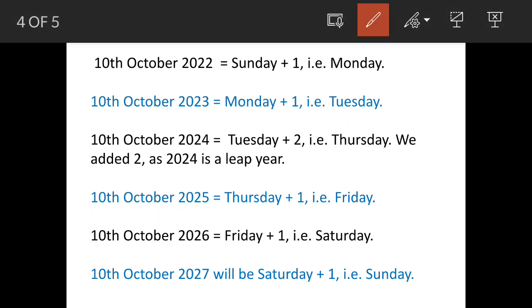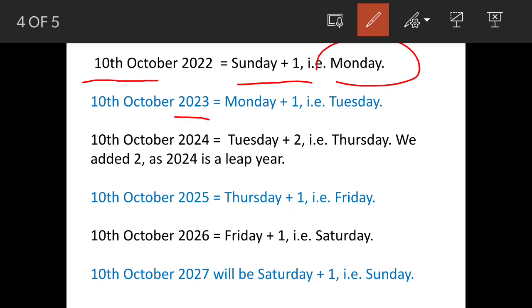10th October 2021 is Sunday. Now this date will appear on the 365th day again. That means after 52 weeks and one more day. So 10th October 2022 is actually Sunday plus 1 day extra, so it's going to be Monday.